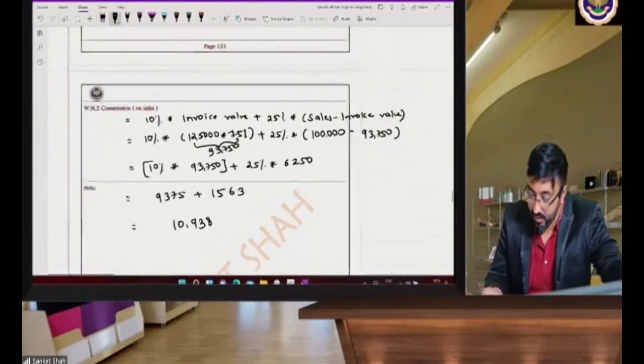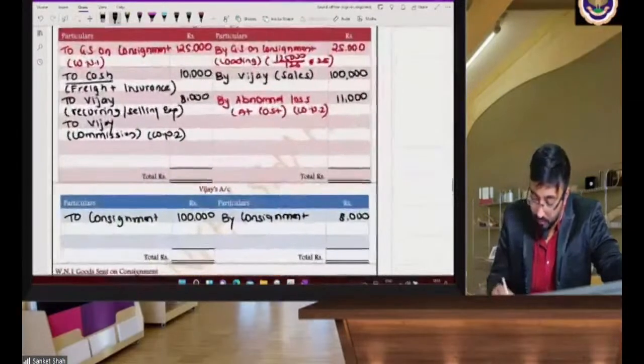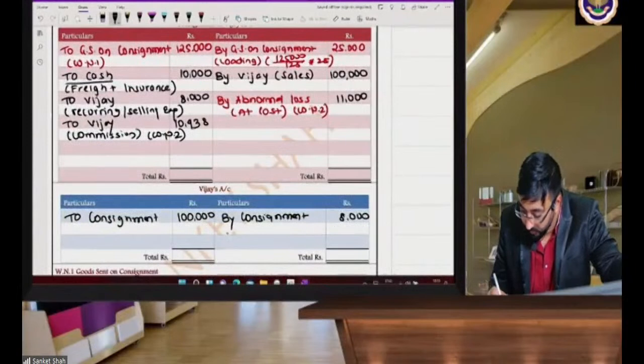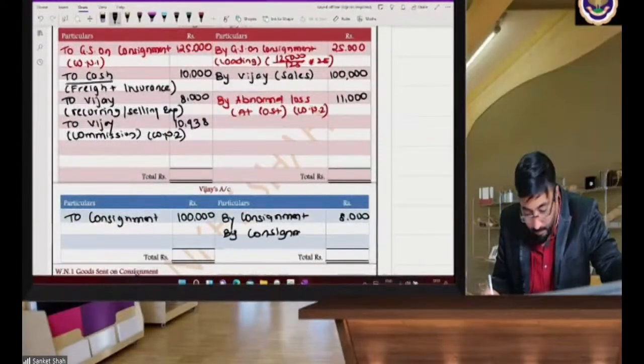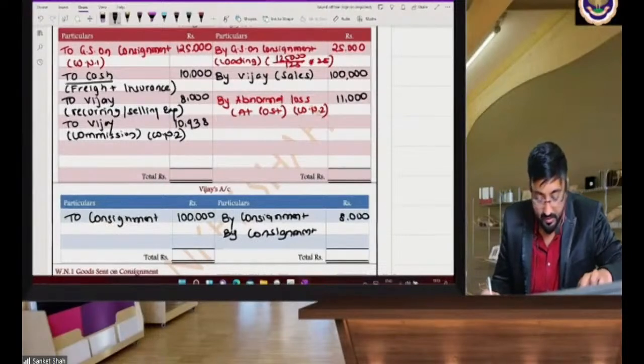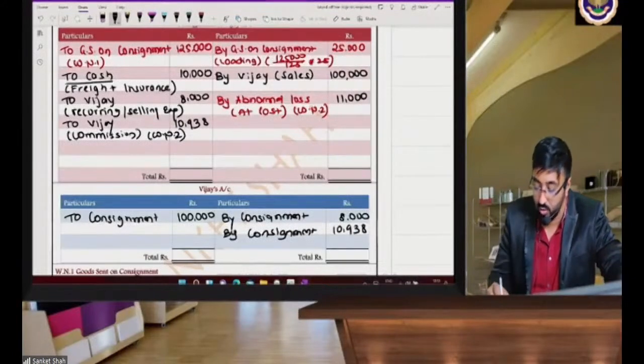Now this commission you will record here, 10,938, and by consignment. Only black pen can be used in exam. 10,938. I know now you are very hungry.